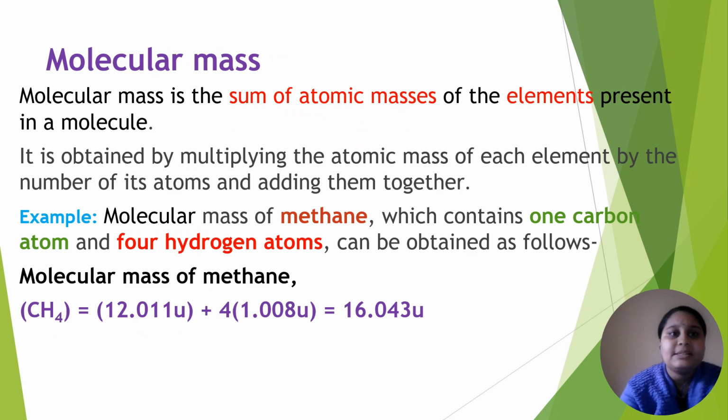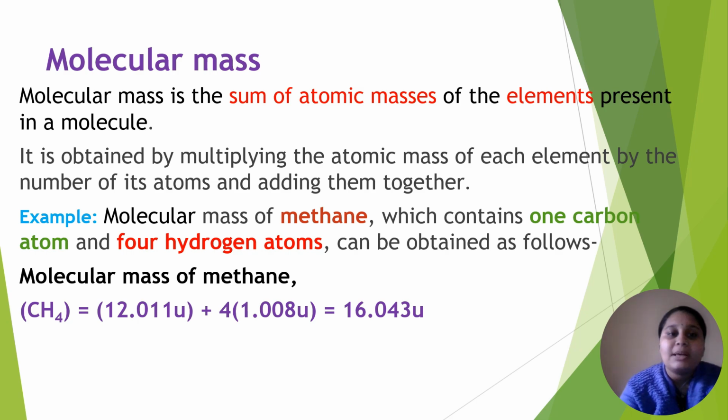So the next is molecular mass. Molecular mass is the sum of atomic masses of the elements present in a molecule. It is obtained by multiplying the atomic masses of each element by the number of its atoms and adding them together. Example: molecular mass of methane, which contains 1 carbon atom and 4 hydrogen atoms, is obtained as below.